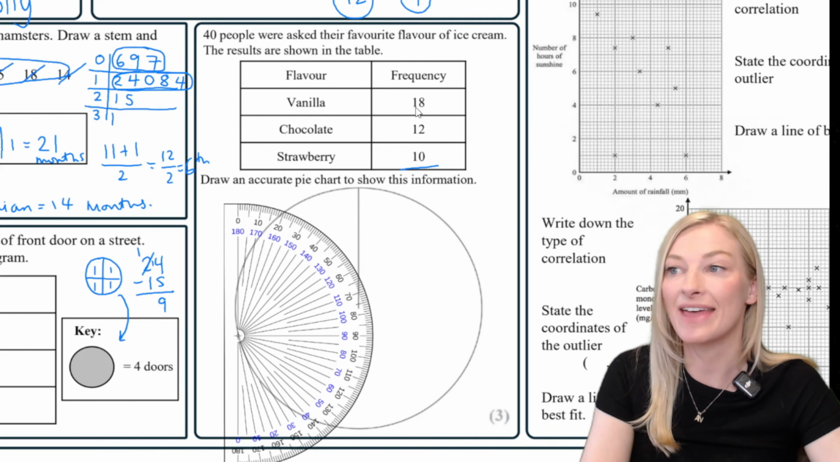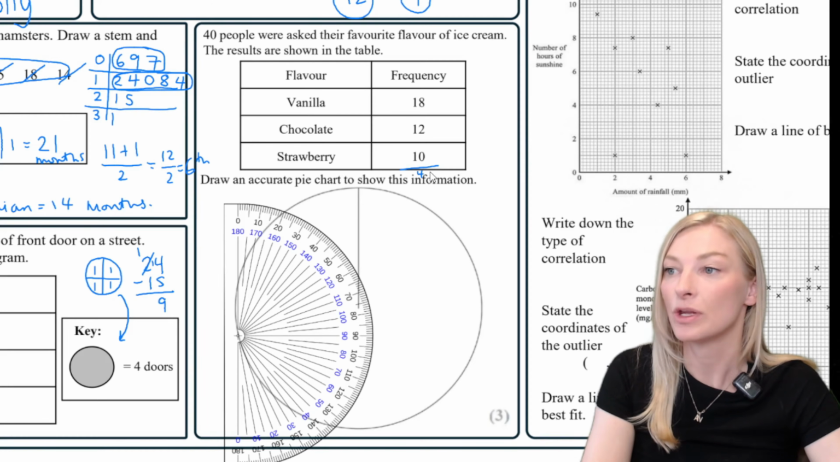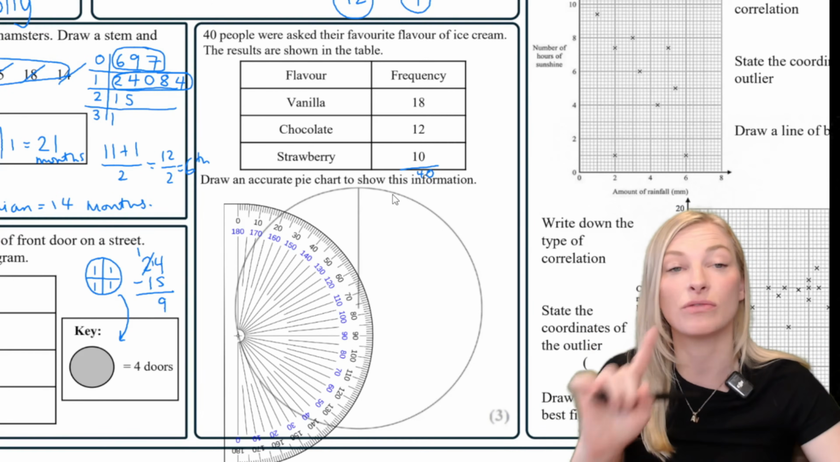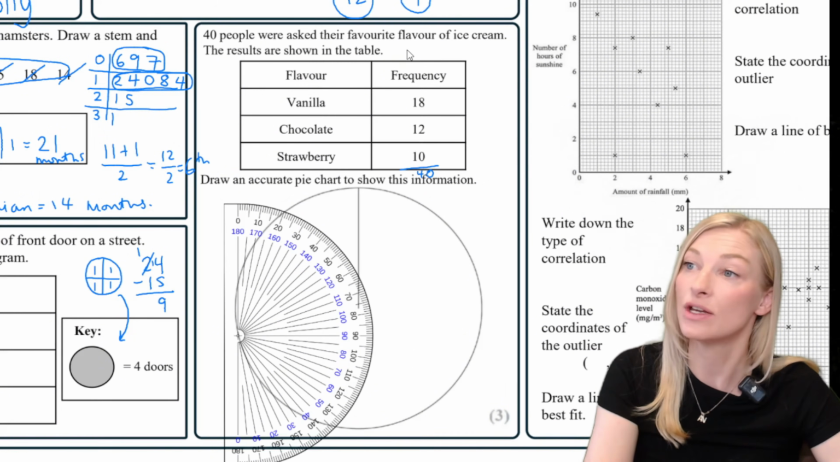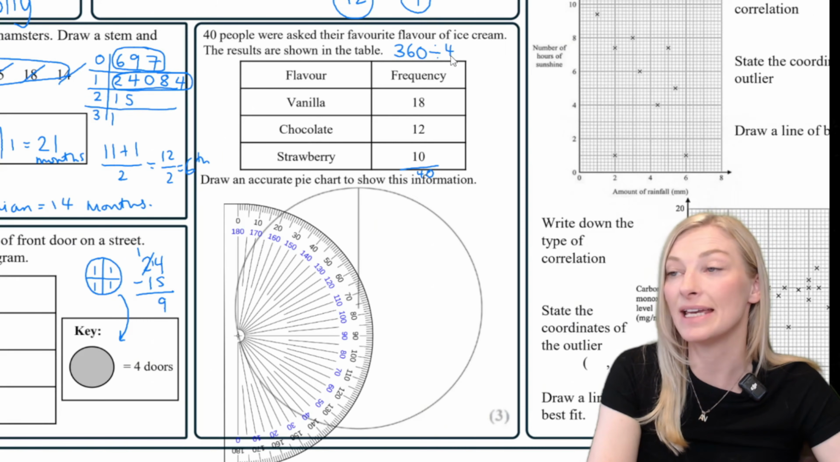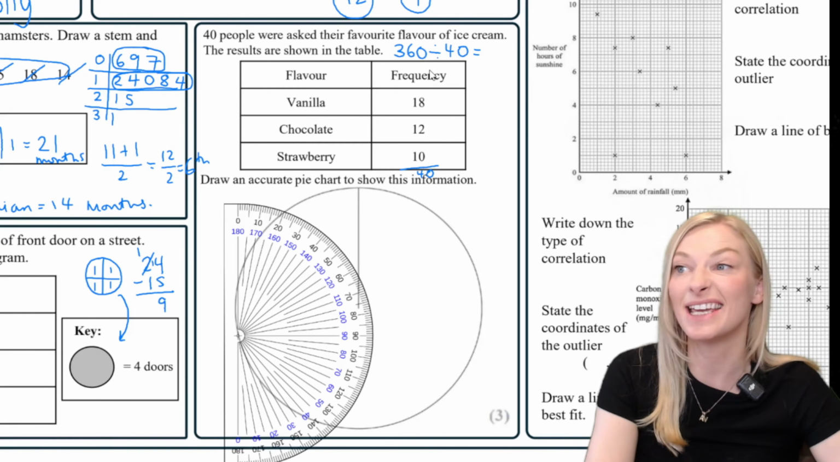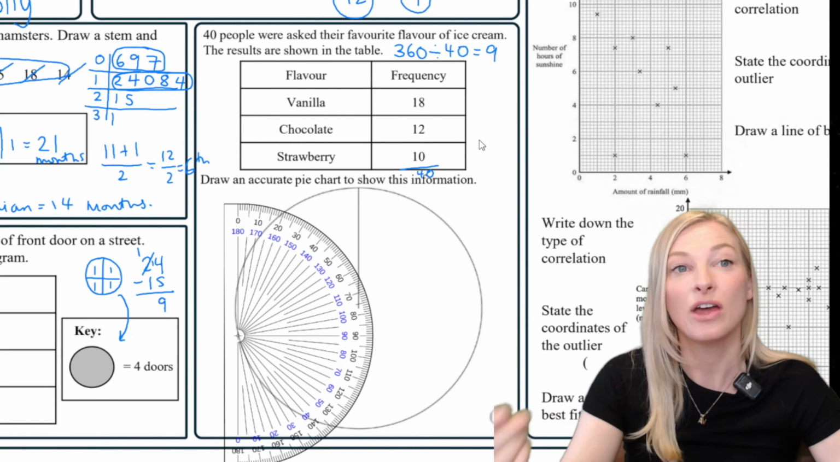So if I add together 18 and 12 and 10, I get 40. So I now know that my pie chart, the entire 360 degrees around the point, needs to be worth 40. So I'm going to take 360 degrees and divide it by 40. How many 40s go into 360? It's the same as 36 divided by 4. That is going to be 9. So each person is worth 9 degrees.